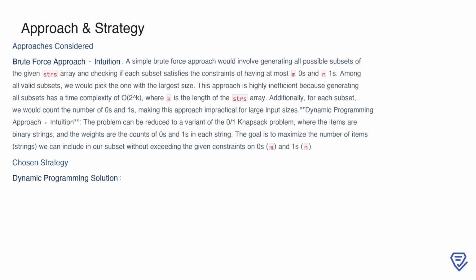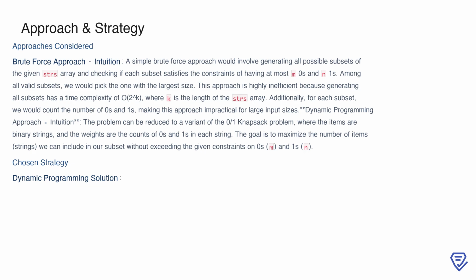To solve this problem, we first consider two main approaches. The brute force approach is the most straightforward. Here, we generate all possible subsets of the input array strs and check each subset to see if it satisfies the constraints of having at most m zeros and n ones. From the valid subsets, we select the one with the largest size. While this approach is intuitive, it is computationally expensive because generating all subsets has a time complexity of 2 to the power of k, where k is the length of the strs array. Additionally, for every subset, we need to count the zeros and ones, which makes this method impractical for larger inputs.